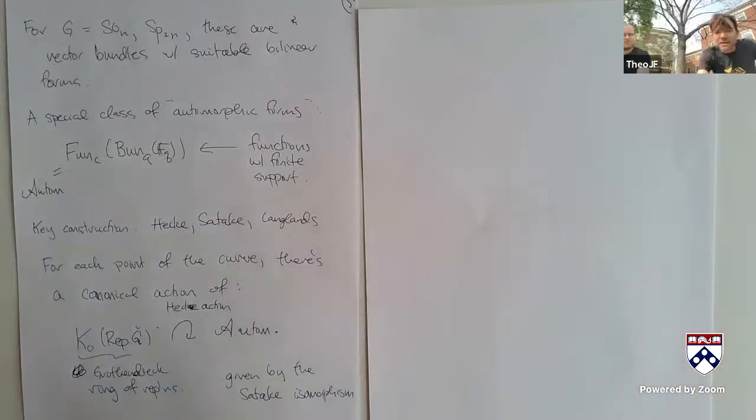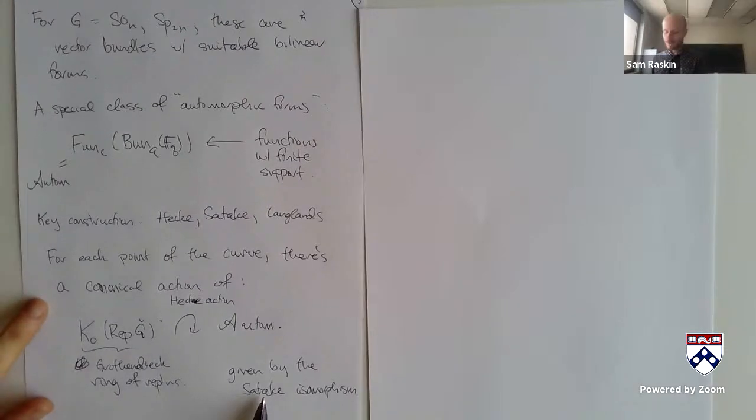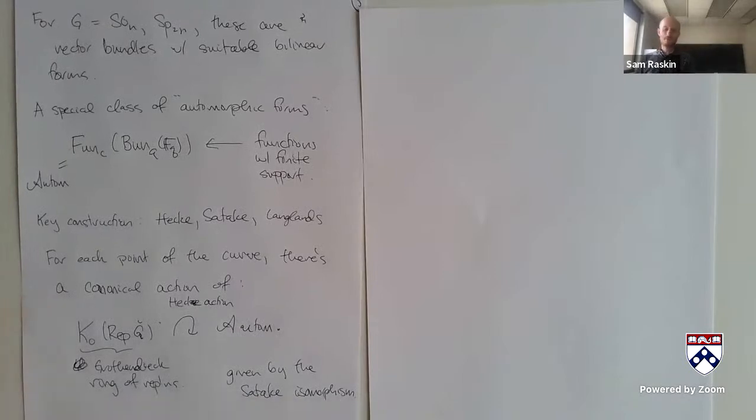So, Sam, is this like a deep construction, or is it just from the combinatorics of Dynkin diagrams? It's something in the middle. So there's content to it, which is this Satake isomorphism.